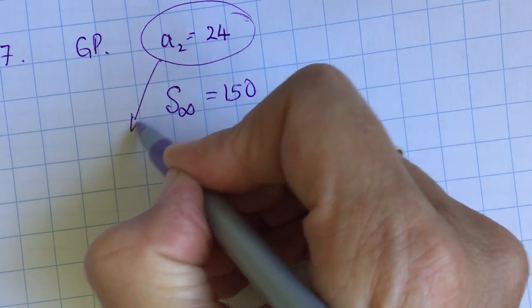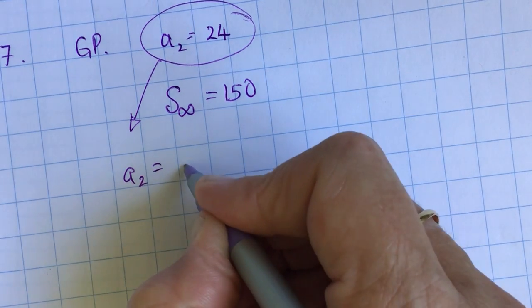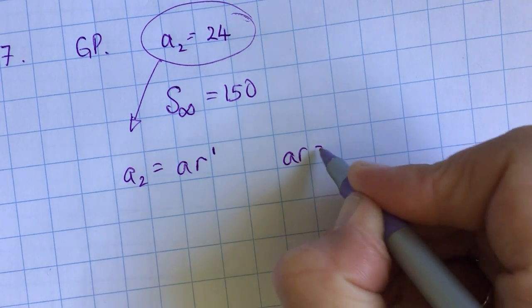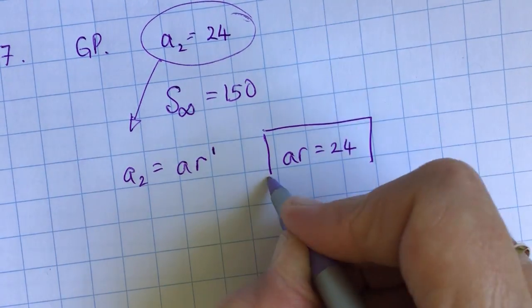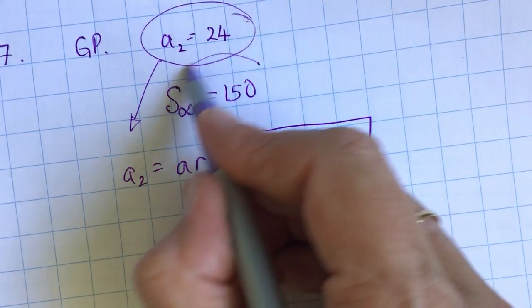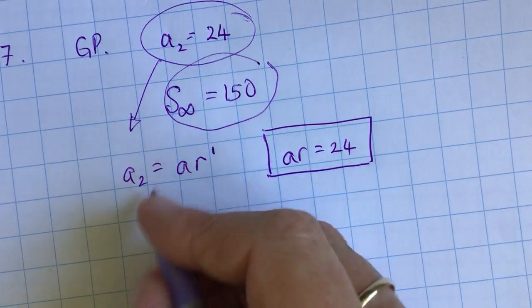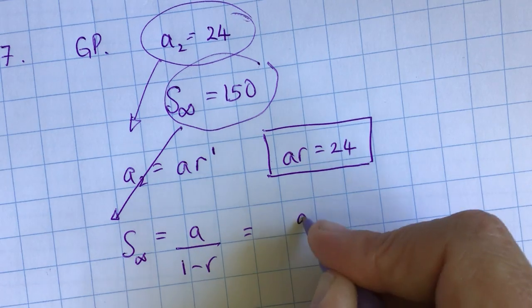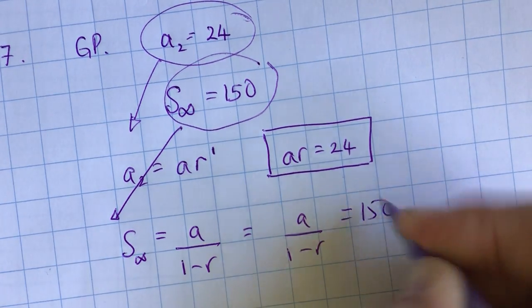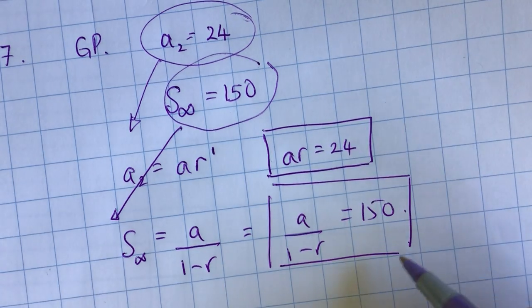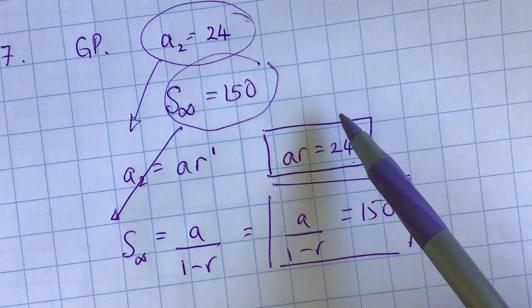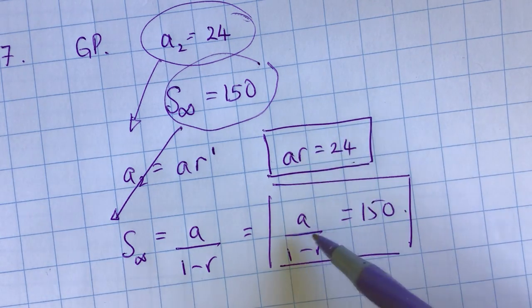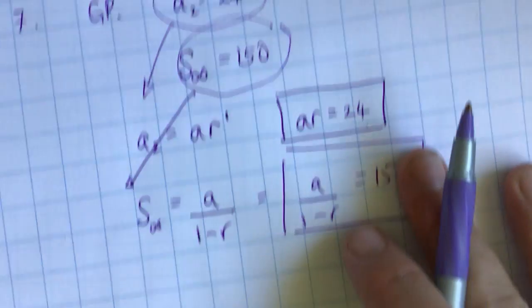So the fact that A2 is 24, well, A2 is A times by R to the power of 1. So I've got AR equals 24. That's one of my equations. The second one, use this information. The formula for the sum to infinity is A over 1 minus R. So in this case, A over 1 minus R has to equal 150. Solve those two equations. Probably easiest to make A the subject of both of them, and then you'd have an equation which will help you to find R, and for each value of R you can go back and find a value for A.